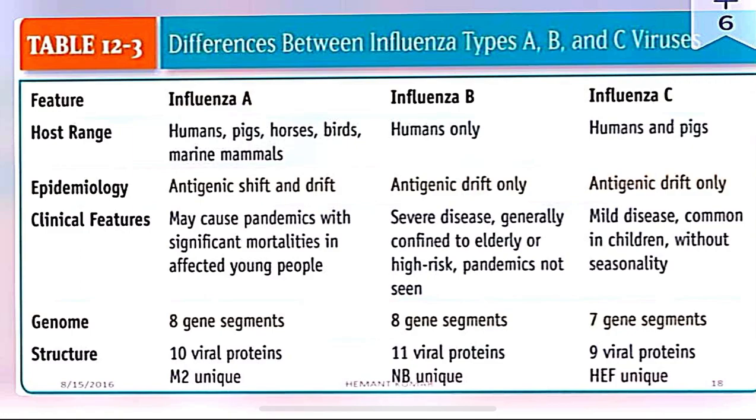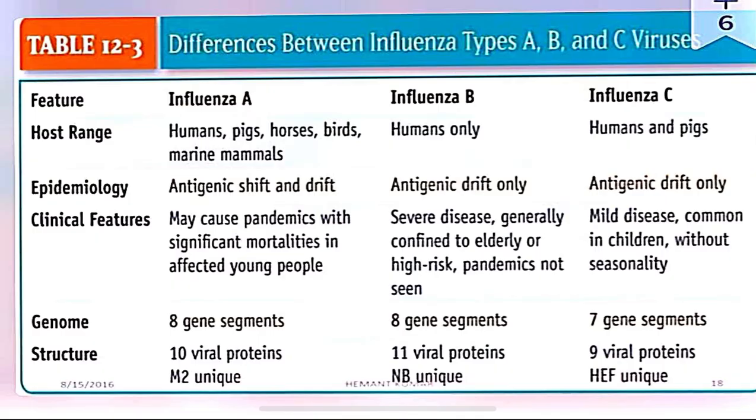Now, what is the difference between the influenza type A, B, and C virus? The hosts in influenza A are humans, pigs, horses, birds, and marine animals. Whereas influenza B only affects humans. The host is the human. In influenza C, the host can be human as well as pigs. So how do we remember? A has a lot of hosts: humans, pigs, horses, birds, marine animals.